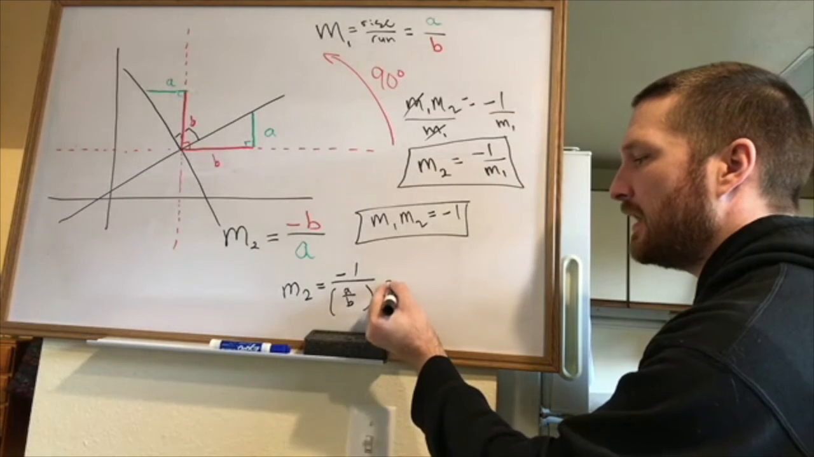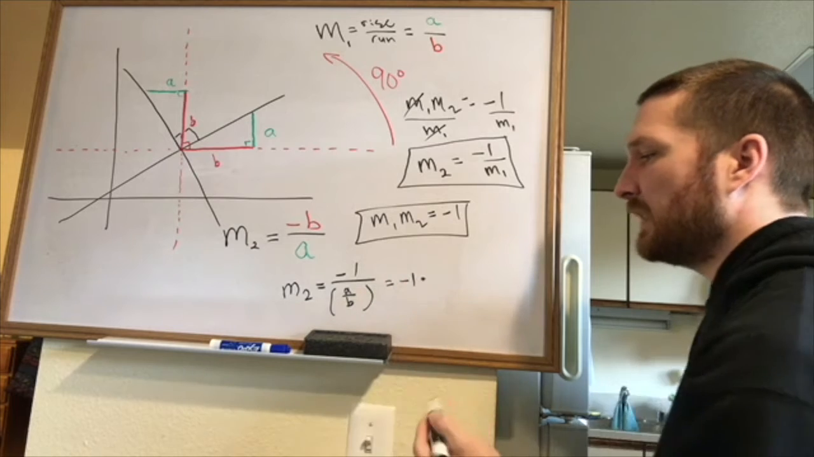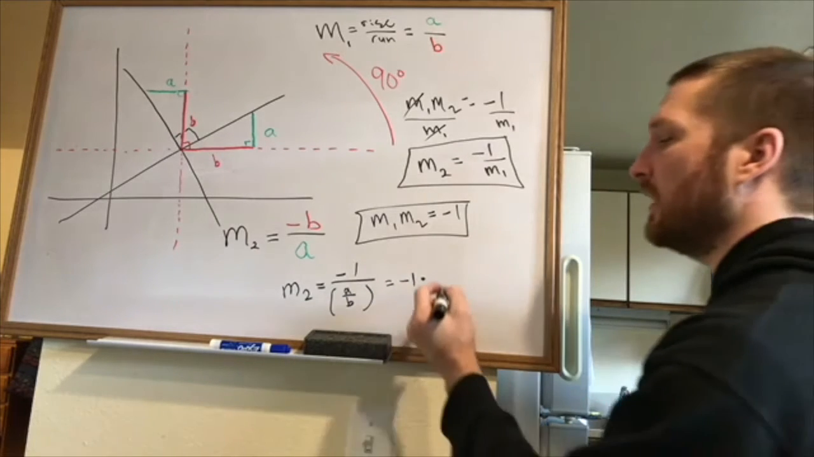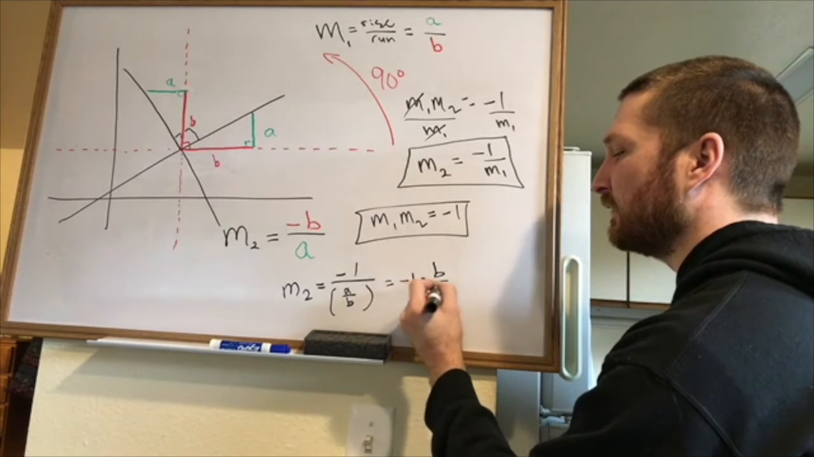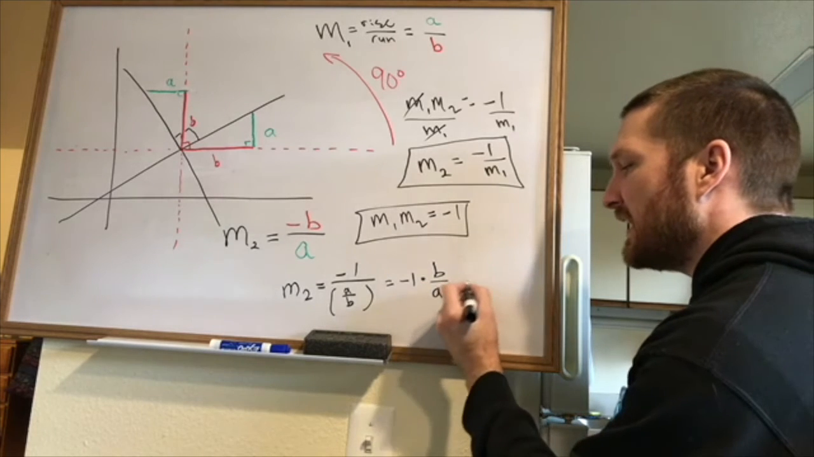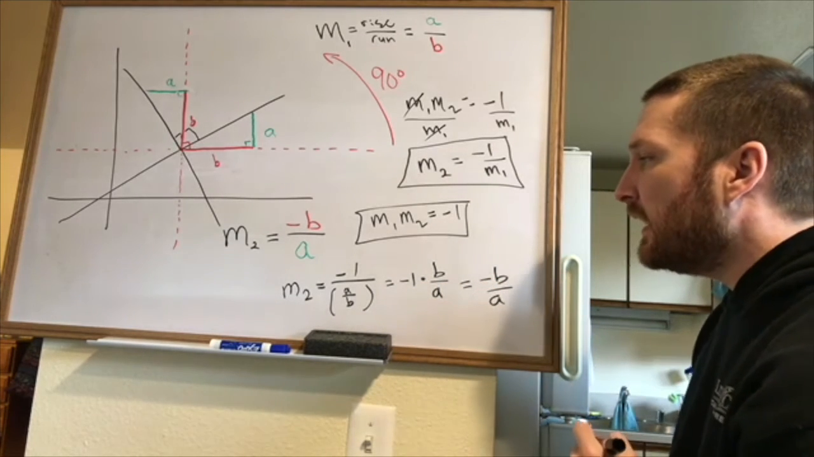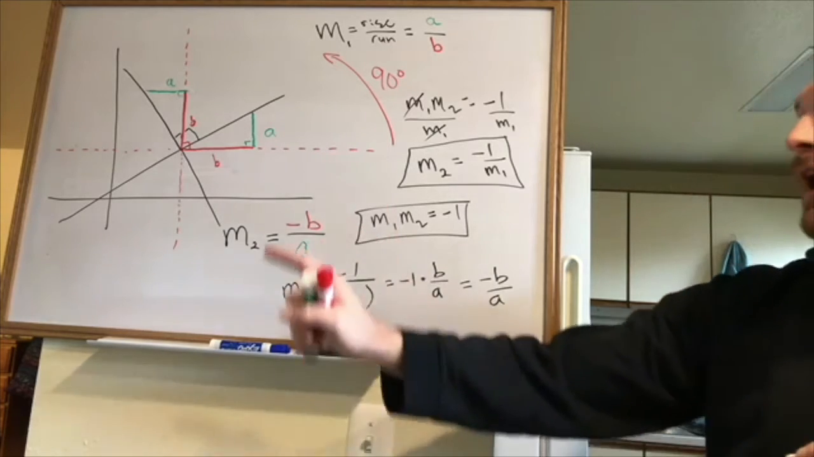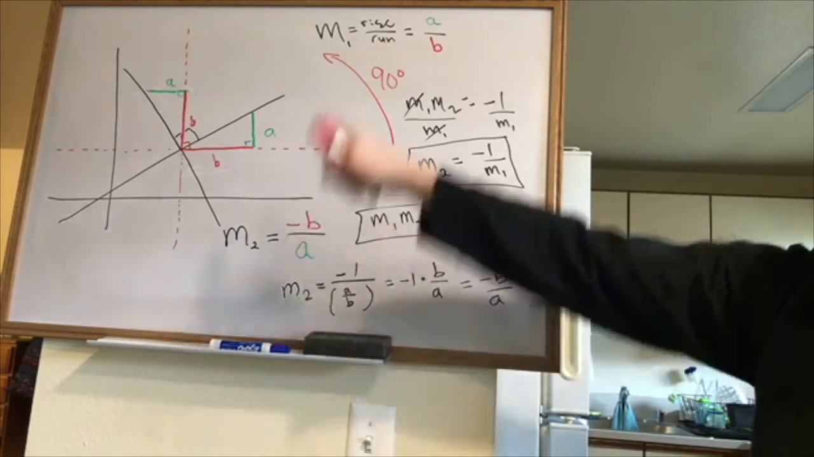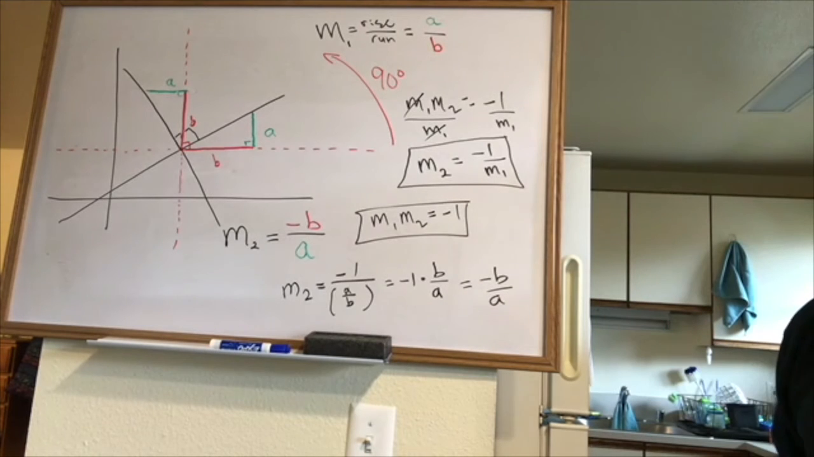Divide by a fraction is the same thing as multiply by the reciprocal. Oh, and that's where we get that nifty little flip right there. And so we get -B over A. And yeah, that's what we get. A slope that's perpendicular to the old slope is the same thing as flipping it and making it negative.